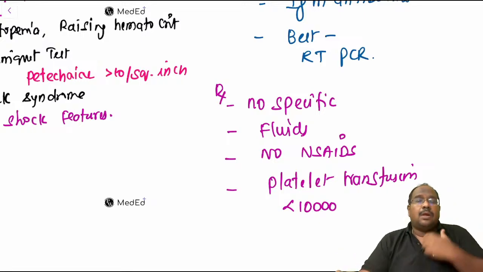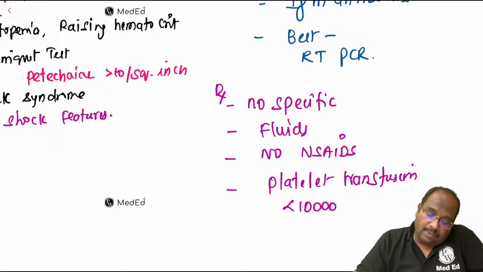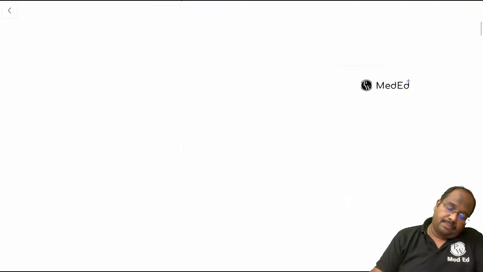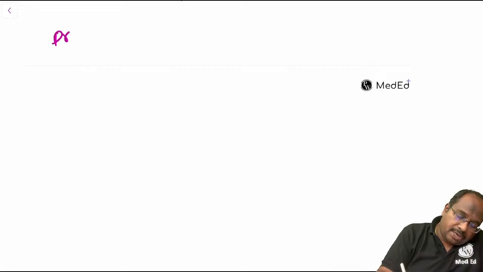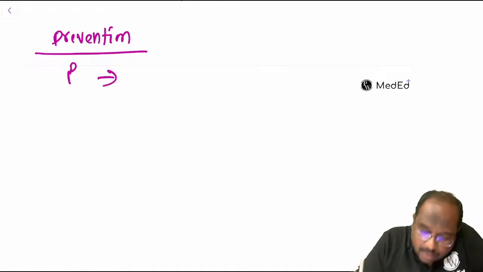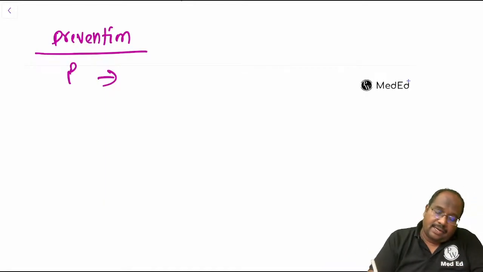Now, how to prevent it? What can we do to prevent it? That was the question: primary and secondary level. At the primary level, the first thing we can do is integrated vector control.